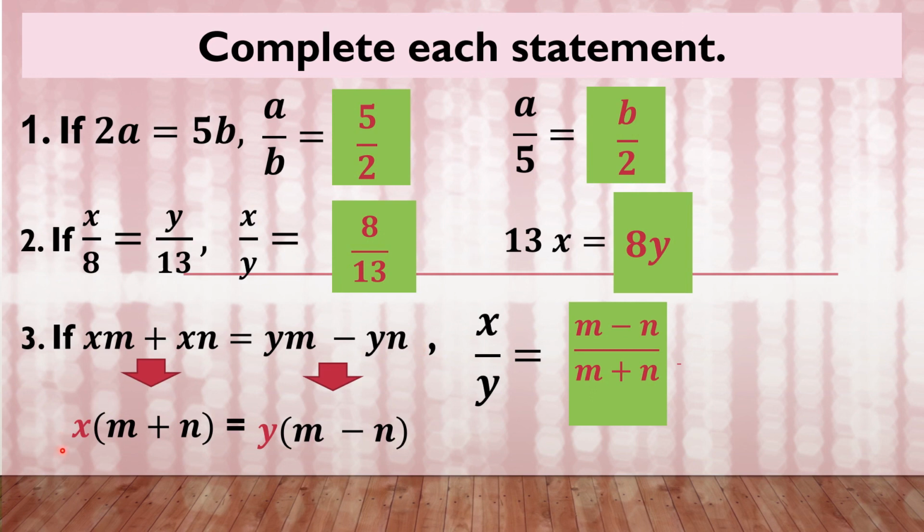So, tignan mo to. X times m plus n is equal to y times m minus n. So, dapat lang talagang itong sagot natin kasi x times m plus n is equal to x times the quantity of m plus n. And y times m minus n is equal to y times the quantity of m minus n. So again, in here, x over y is equal to m minus n all over m plus n.